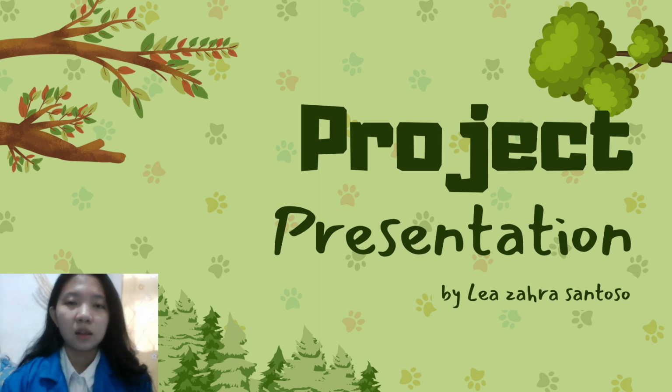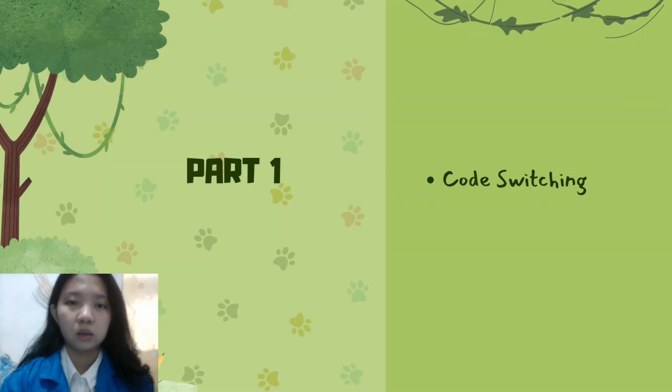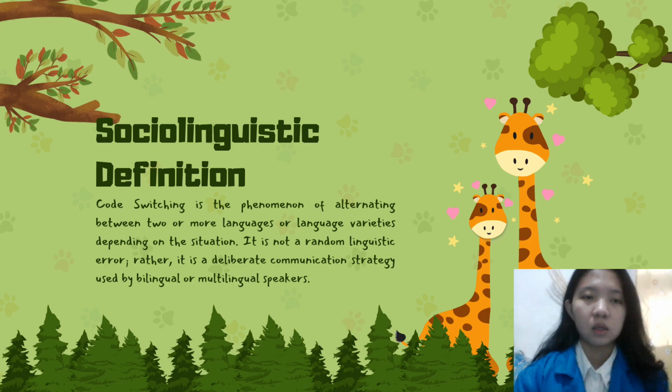Let's start with part 1, code switching. Sociolinguistic definition: code switching is the phenomenon of alternating between two or more languages or language varieties depending on the situation. It is not a random linguistic error, rather it is a deliberate communication strategy used by bilingual or multilingual speakers.